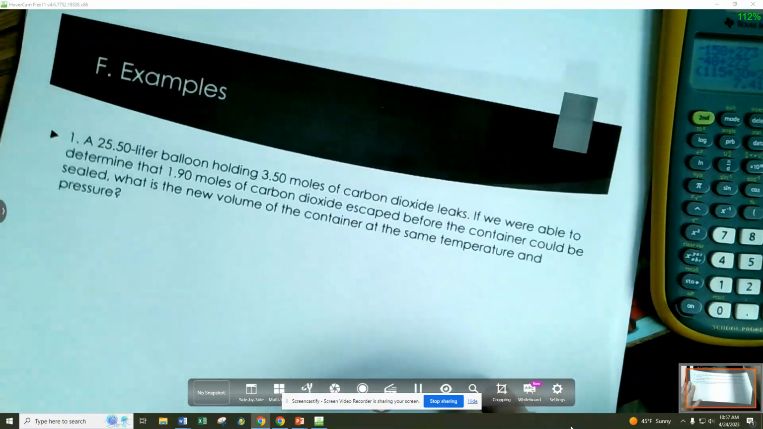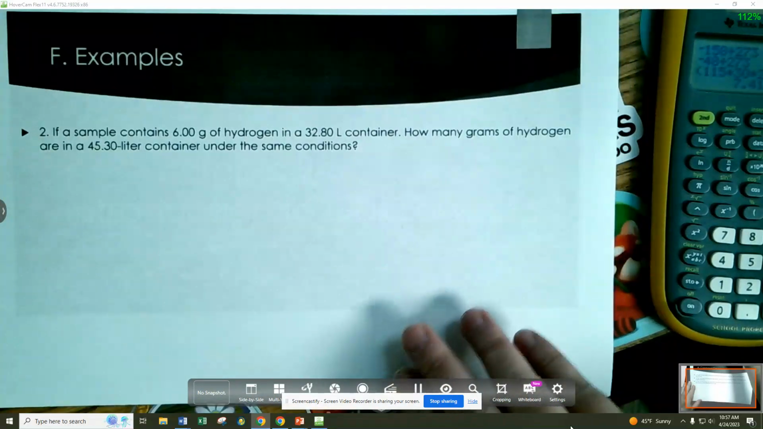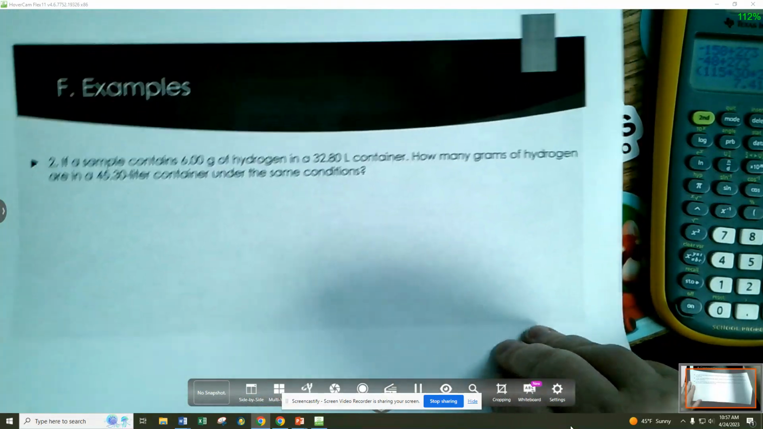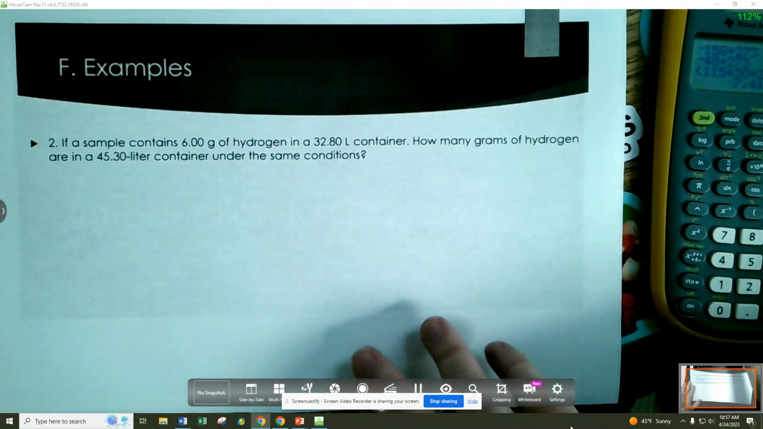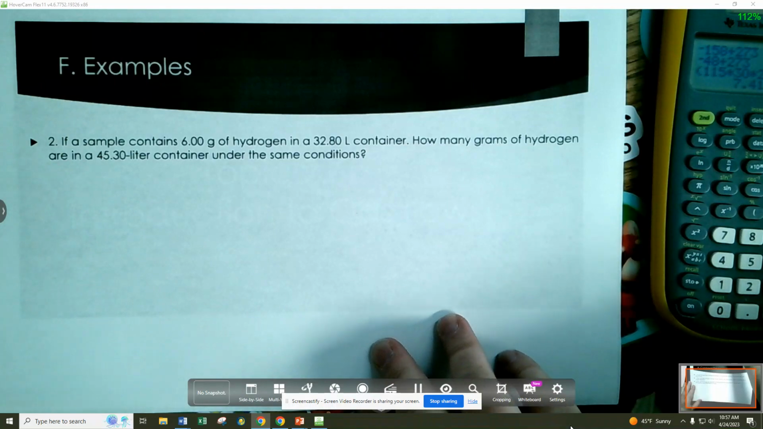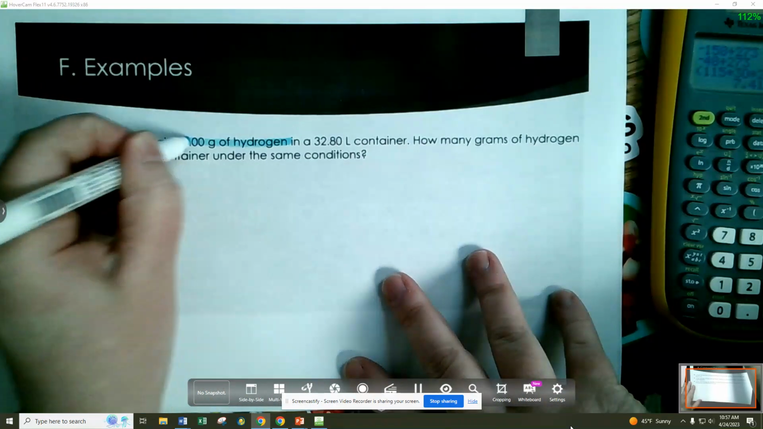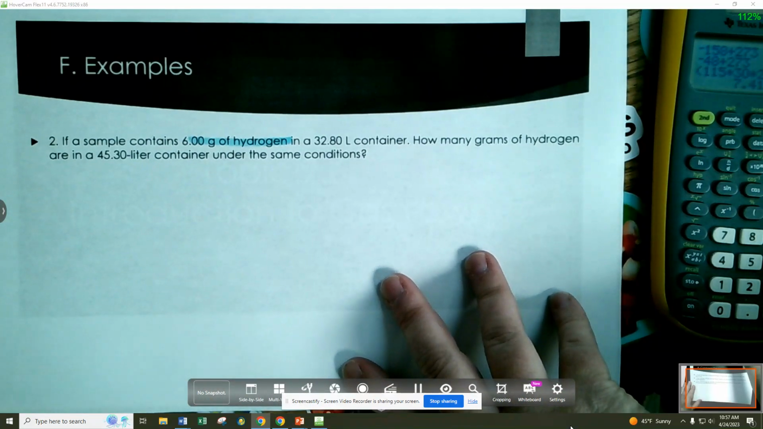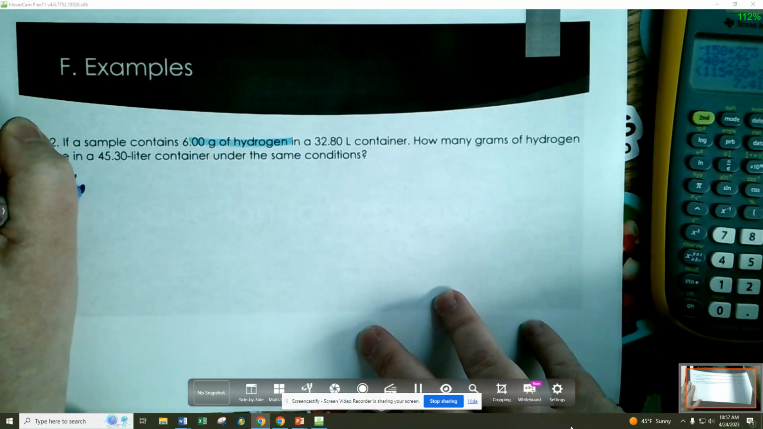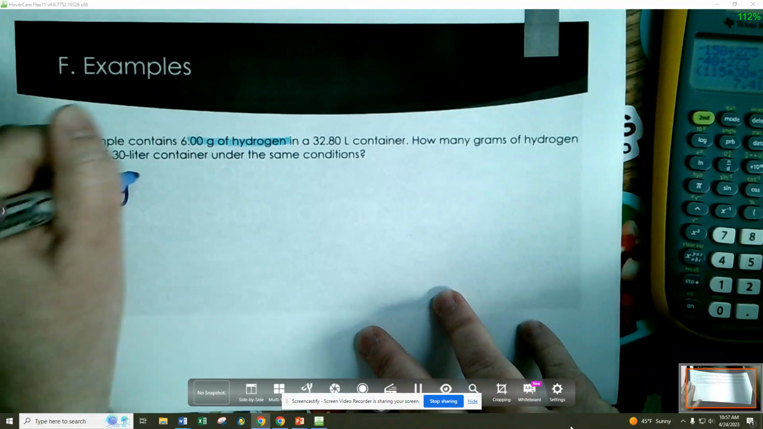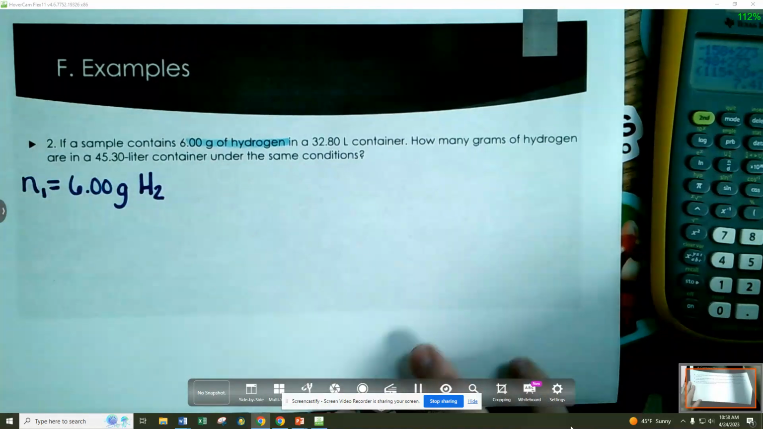I'm going to just go ahead and skip to the second example. That kind of shows you the ins and outs of the formula and shouldn't leave you with hopefully too many questions. So here, to start, I have 6 grams of hydrogen. So I know that can lead me to my N, my amount. The thing with that is that this is grams of H2. We need it in moles.